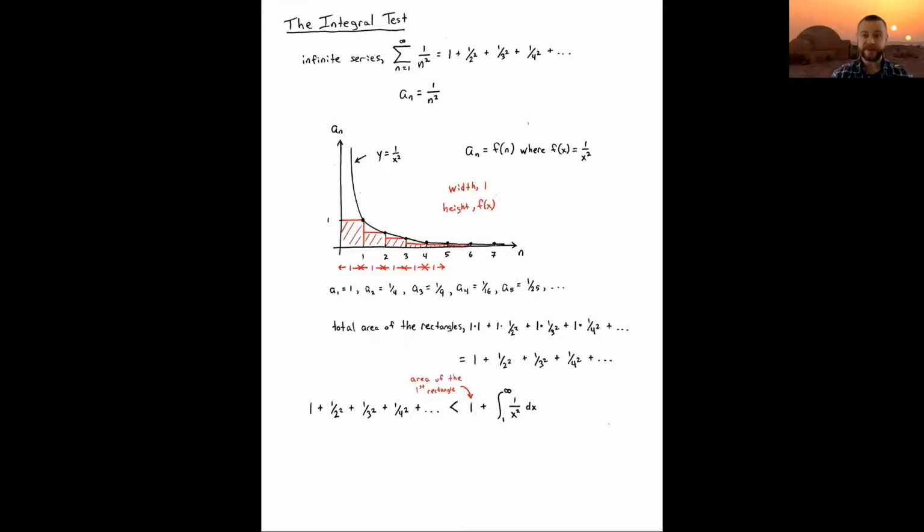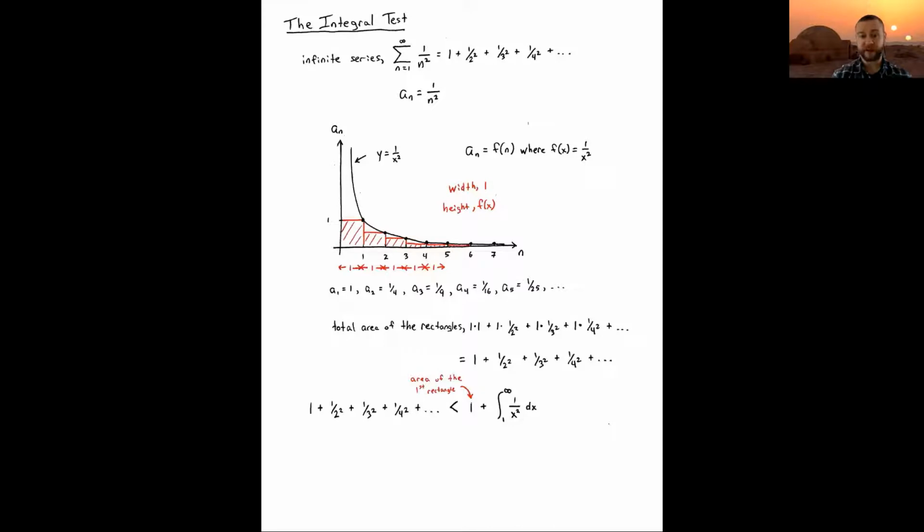Now, to make this consistent, notice the integral goes from 1 to infinity, and we still have that first rectangle, which lies over the x values from 0 to 1. The width of that rectangle is 1. The height is 1. 1 times 1 is 1. So the area of that first rectangle is 1.